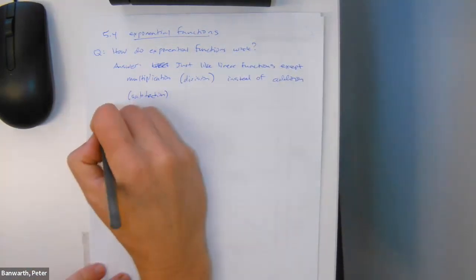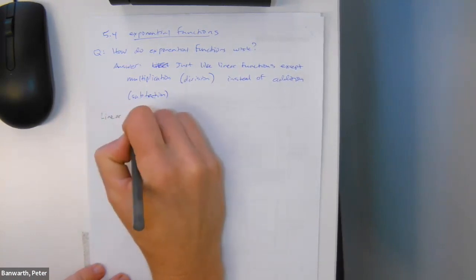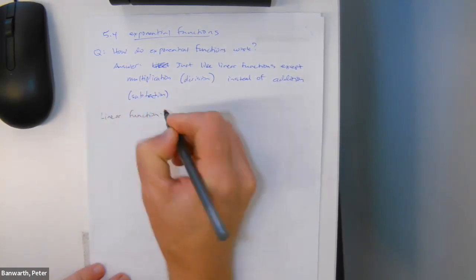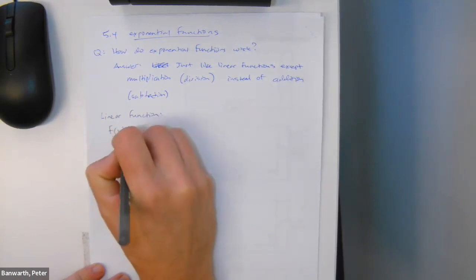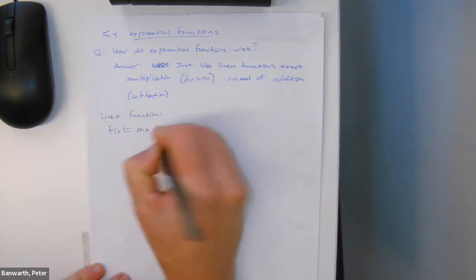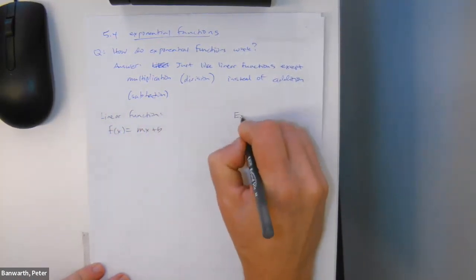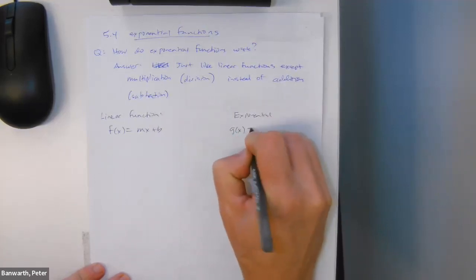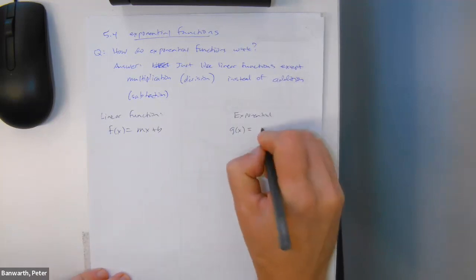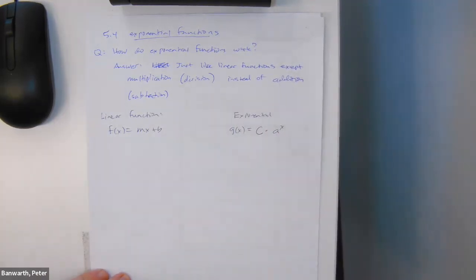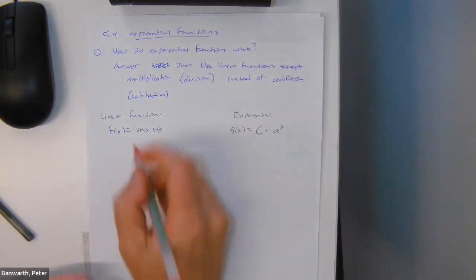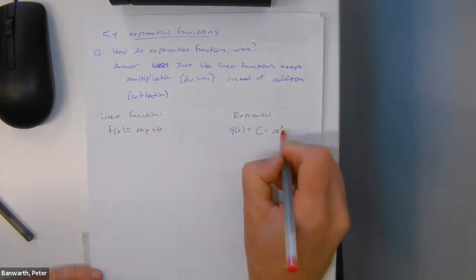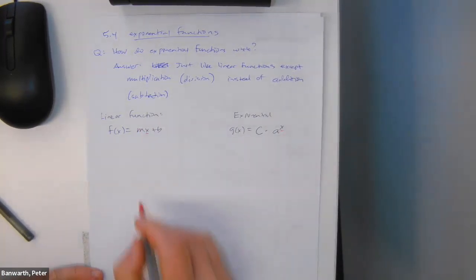So we'll start with a linear function. We write that as f of x equals mx plus b. And over here, let's have an exponential function. g of x equals c times a to the x. So notice in both cases, you have an x, and you have two letters.